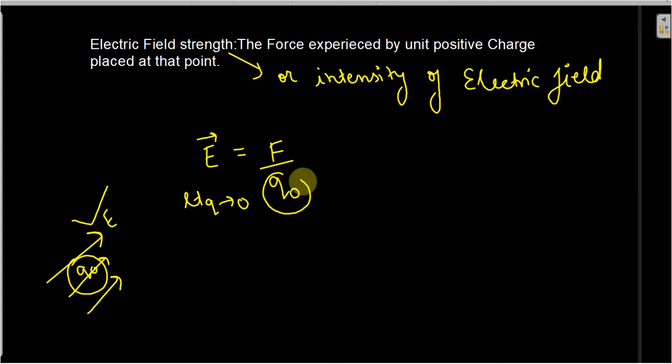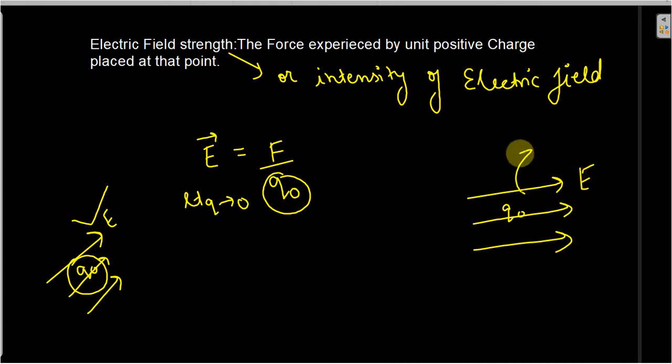This charge is the test charge. When you place a test charge Q naught inside the electric field, it will experience a force F. And what is the SI unit of this? Newton per coulomb. And the dimension formula you can write: for Newton, that means force, M L T minus 2, and for coulomb it is per coulomb.